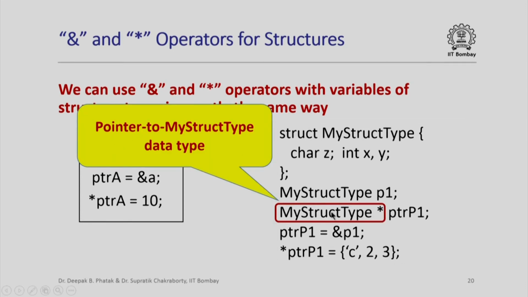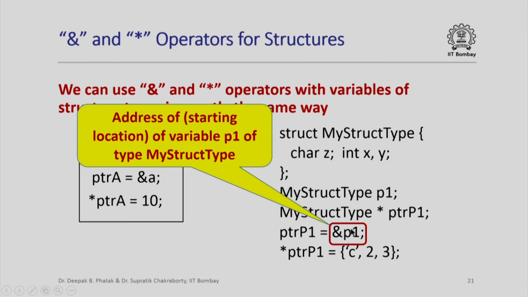Just like int star says it is a pointer to an integer, mystruct type star says that it is a pointer to mystruct type. Mystruct type is a structure type and mystruct type star is a pointer to that structure type. Similarly, when we say ampersand P1, we are saying take the address of the starting location of variable P1, which in this case happens to be of type mystruct type.